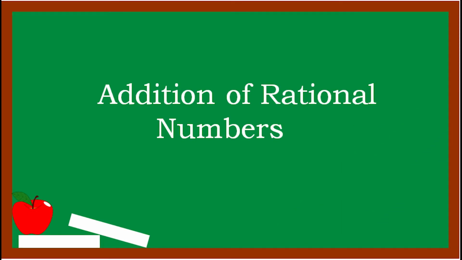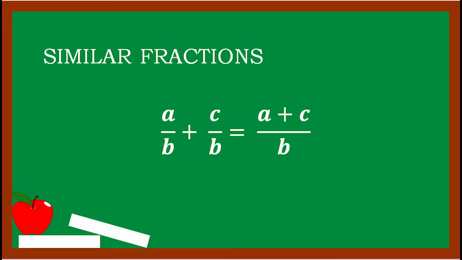So the first operation is addition. If we have A over B and C over D, which are rational numbers, then A over B plus C over B is equal to A plus C all over B. In this case, ito yung para sa similar fractions.